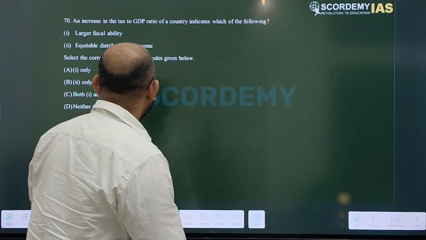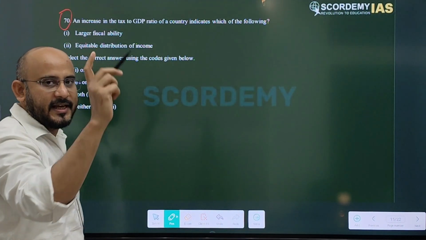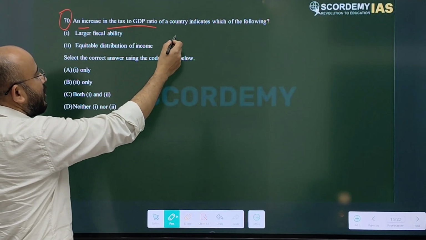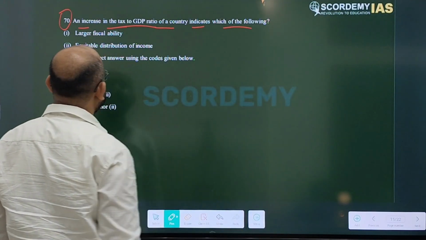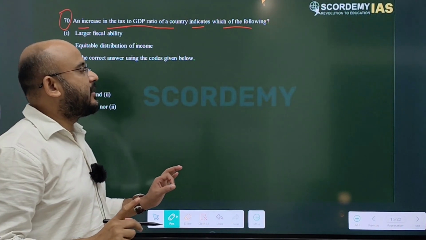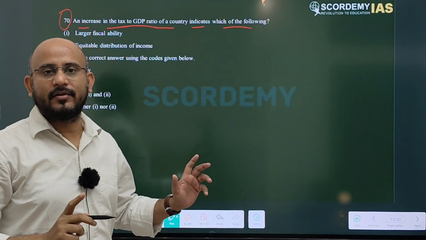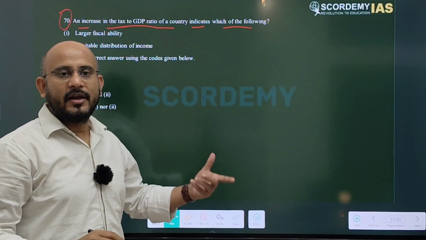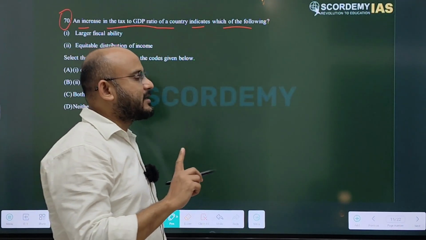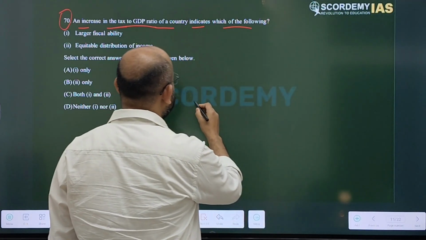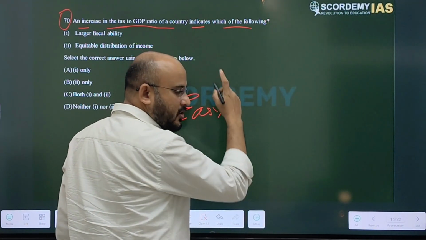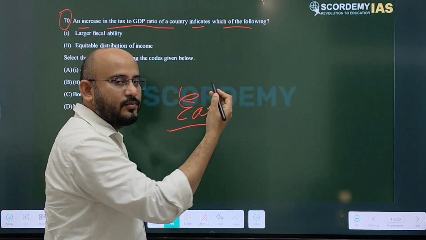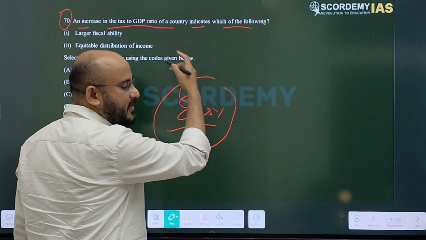Now coming to question number 70. Remember, we are doing Set A 2024. An increase in the tax to GDP ratio of a country indicates which of the following? They are asking a very easy question, straight from the studies. You cannot say it is a tough paper. APSC is asking very easy questions also. This was an easy level question; the one above was moderate, and this one is current affairs based.